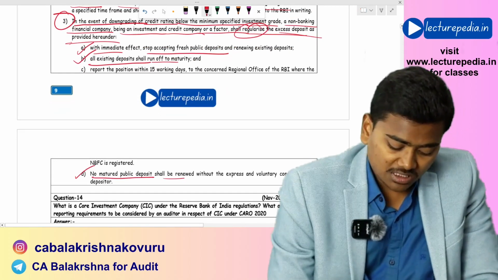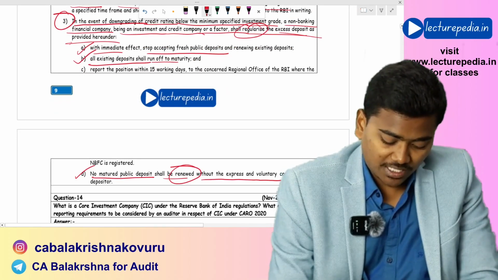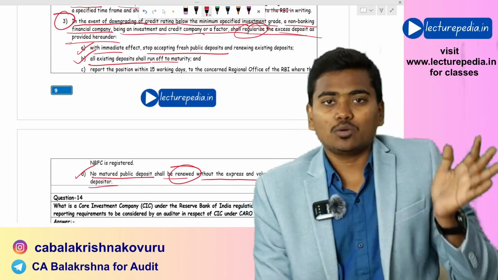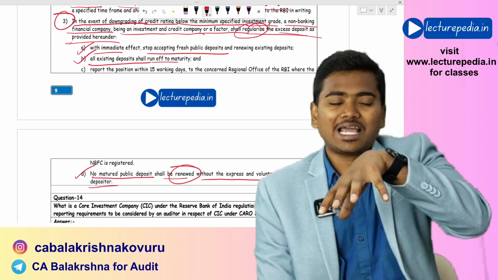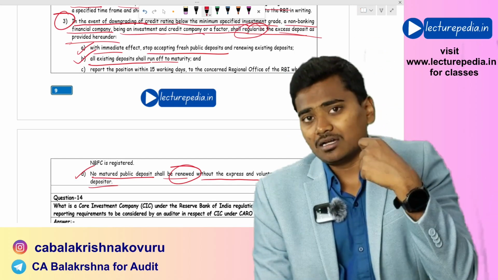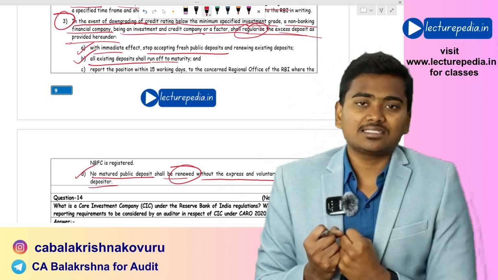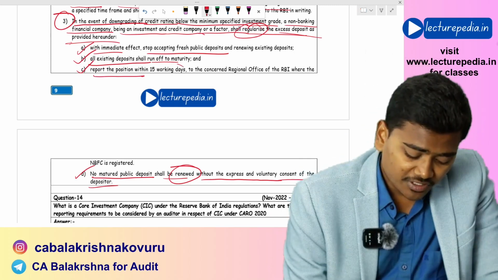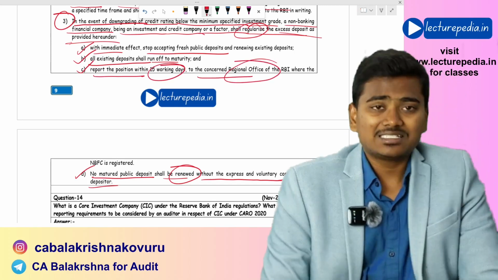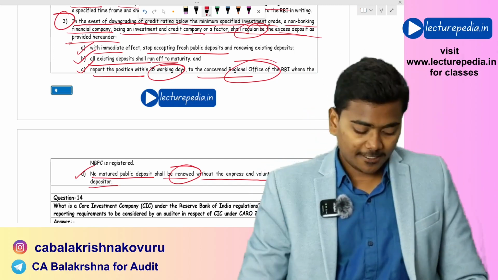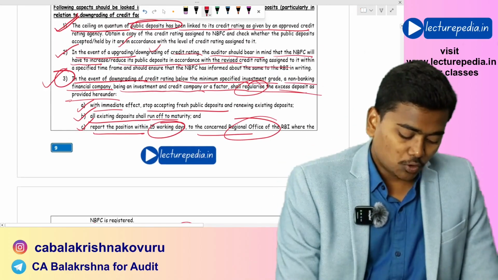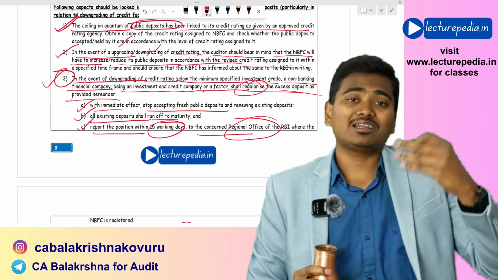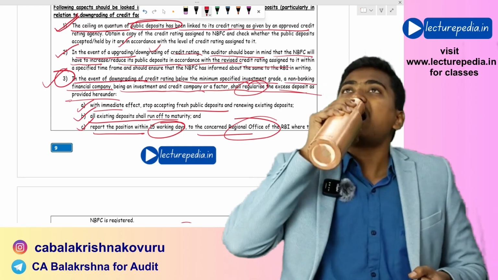No matured public deposits shall be renewed without the express and voluntary consent of the depositor. There should not be any automatic renewal of the deposits that have matured. You can renew them only with the express consent of the depositor. And finally, you need to report this position within 15 working days to the concerned regional office of RBI. Okay, this is how you will have to regularize your public deposits if your credit rating has been downgraded.